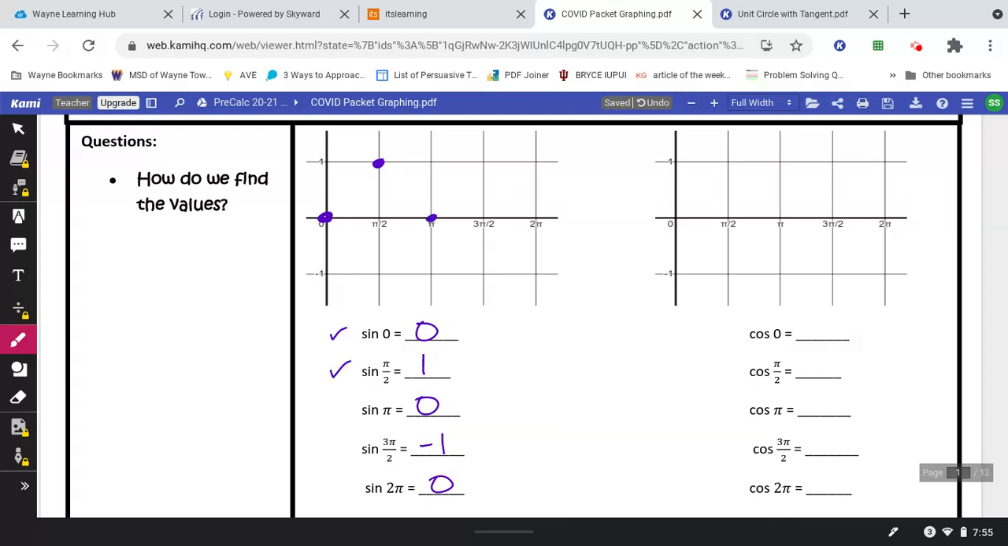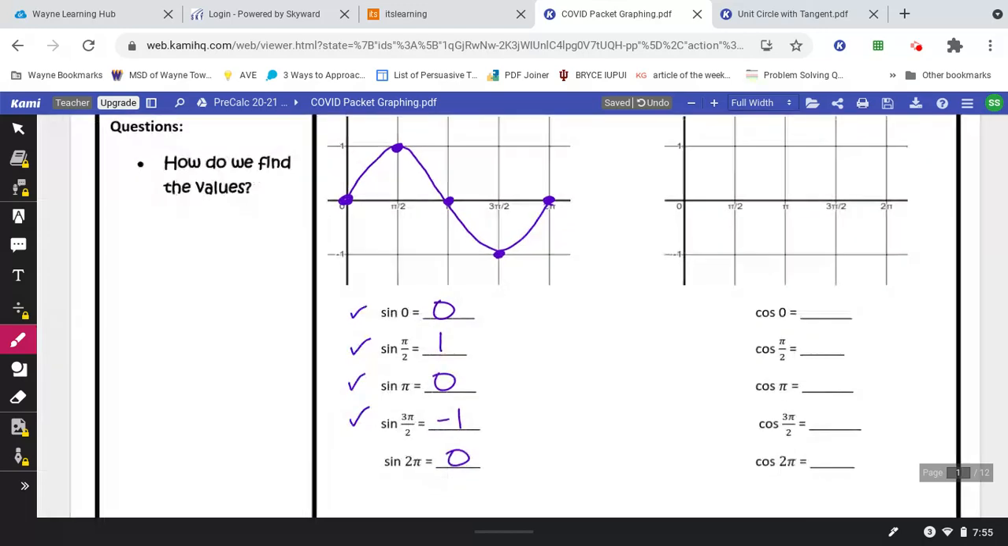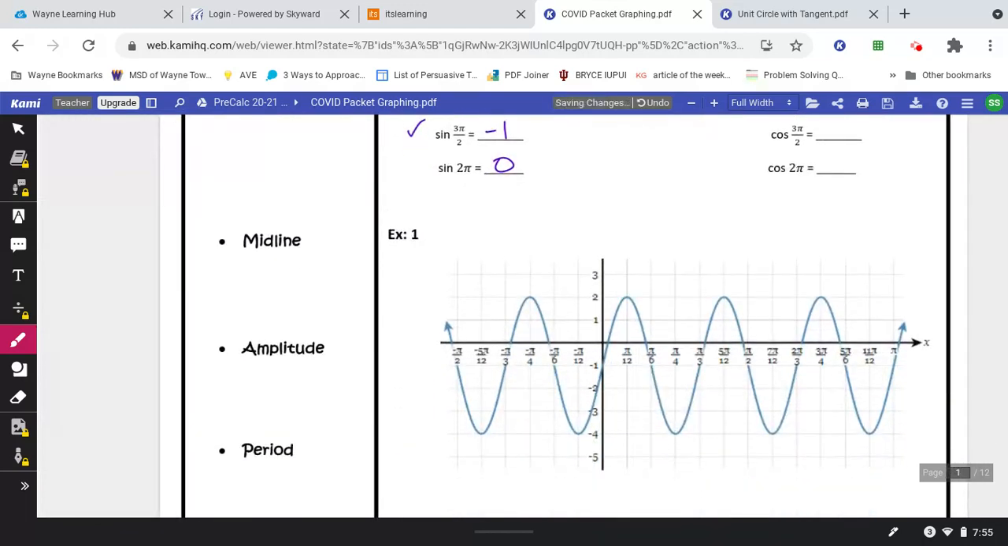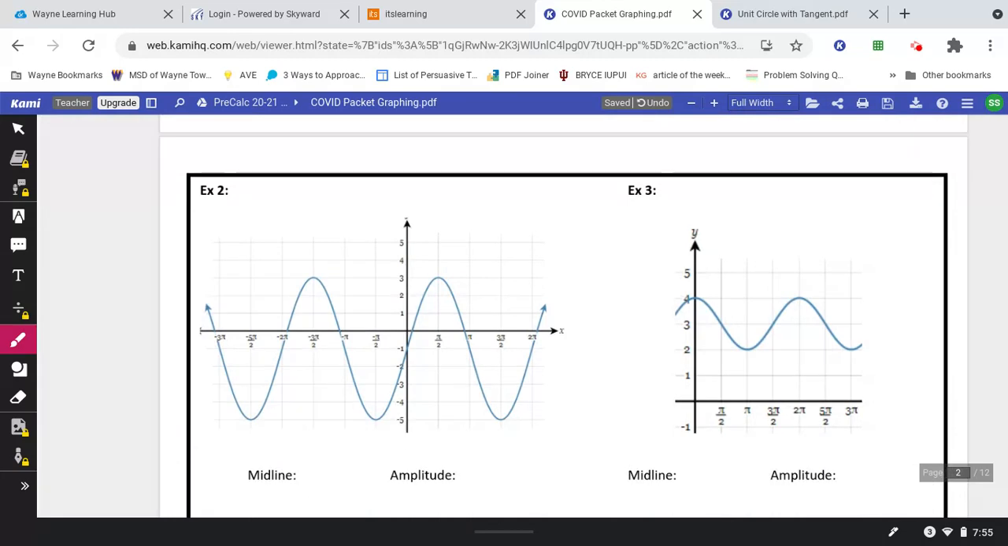At pi, you're going to have a point on 0. 3 pi over 2, you'll have a point at -1. And at 2 pi, you'll have a point at 0. And then I connect these, and all the sine and cosine graphs make a wave shape. So you can see as you look a little further down the notes, all the waves that these are going to be making.